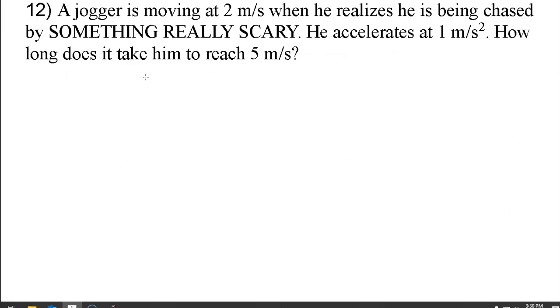A jogger is moving at 2 meters per second when he realizes he's being chased. He accelerates. How long does it take him? Now, that looks like a kinematics problem. I'm going to write down the numbers here. V naught equals 2. A equals 1 meter per second squared. Find the time to reach a velocity of 5 meters per second. Man, that's the easiest one of all.